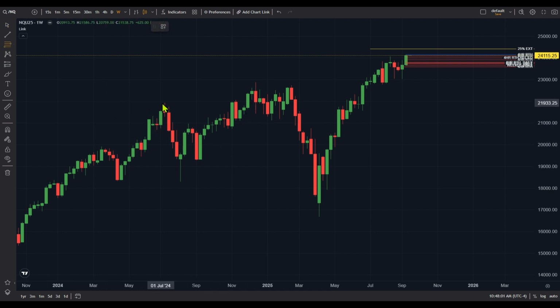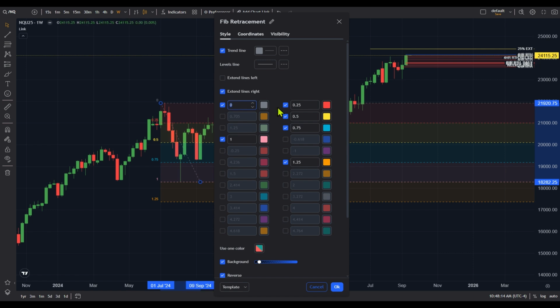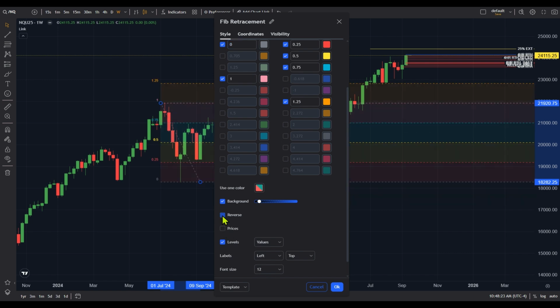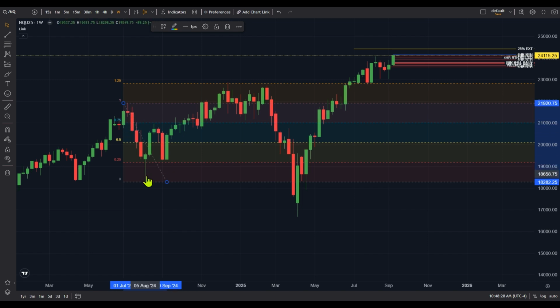I'll show you. So this one, we started here and we came down to here. Should have done it the other way. And I'll also show you my levels on here. So I have them marked at 0, 25, 50, 75, and 1. And then for the extension, I do 1.25. If you ever draw one and it's upside down, you can just hit this reverse button and it'll flip it for you. So you can see this one, when it extended, it went to 25% more than the range, and then fell out of bed.